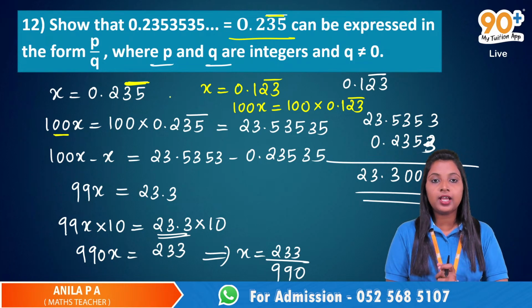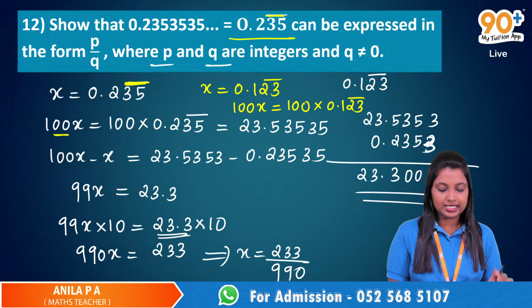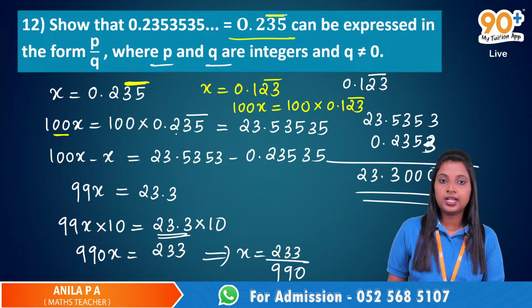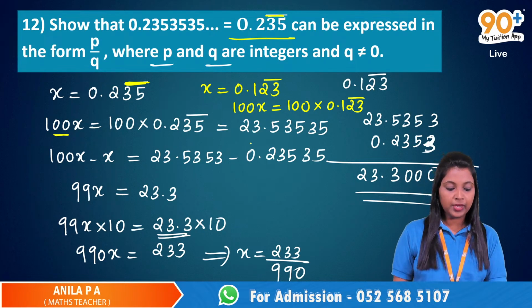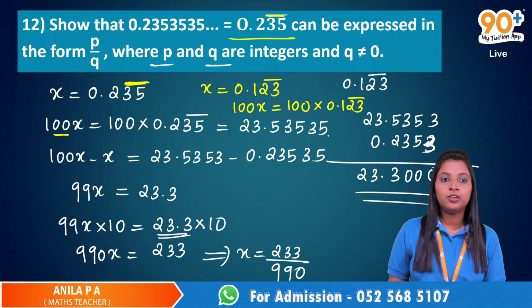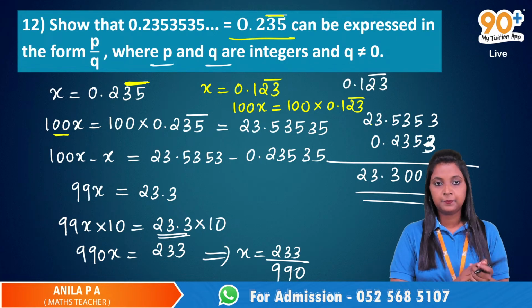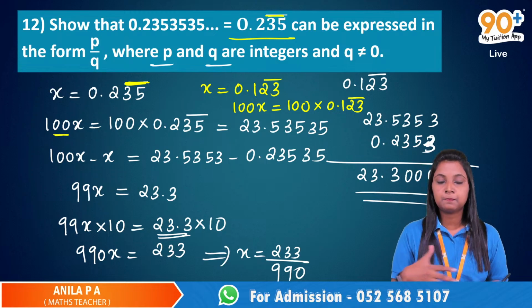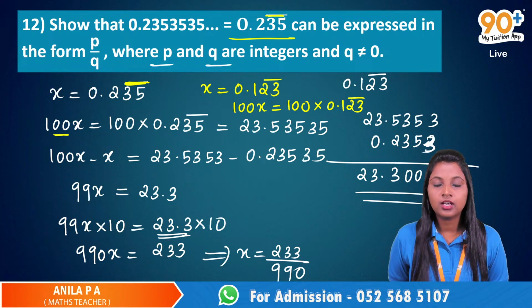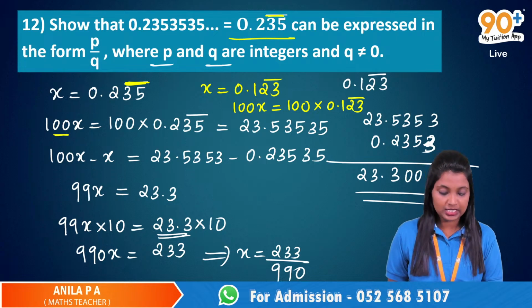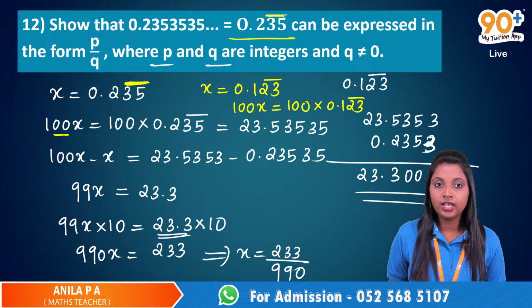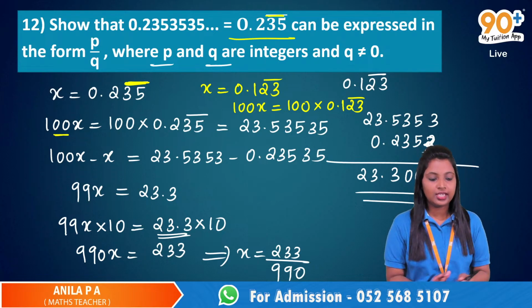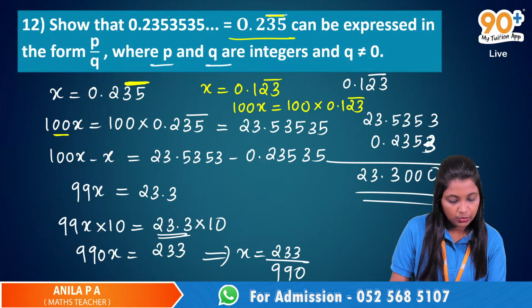Instead of multiplying, you can just shift the decimal place, right? Instead of multiplying the 0.235 with 100, you can just shift the decimal. So it will be 23.5353, like that. It goes on and on. Over the bar, here 2 digits are repeating. Here you can just write it as 35 bar. That is okay.